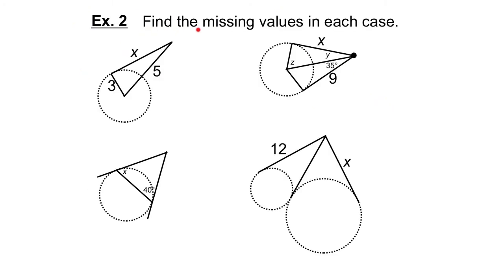Okay, example 2, find the missing values in each case. So here's my first case. I have a circle. Here's the center. The radius is 3.